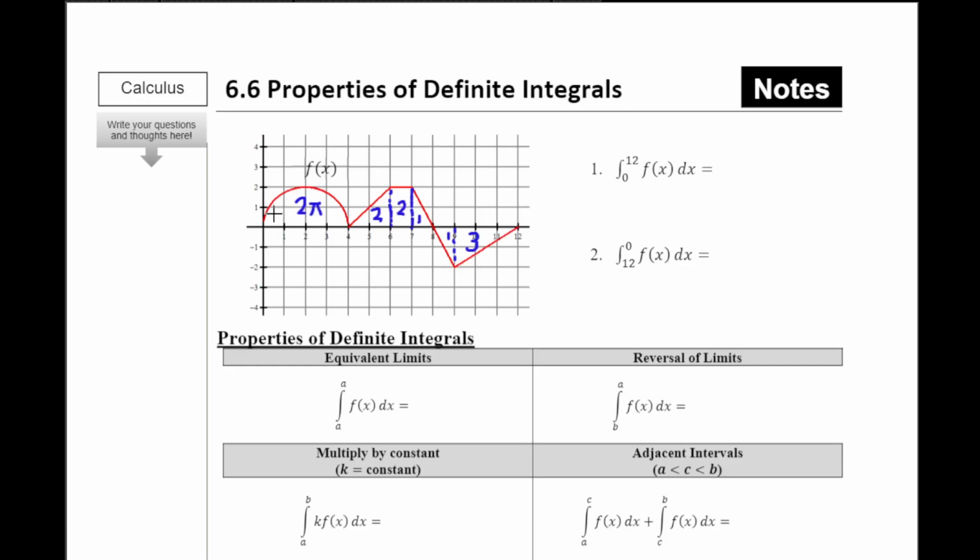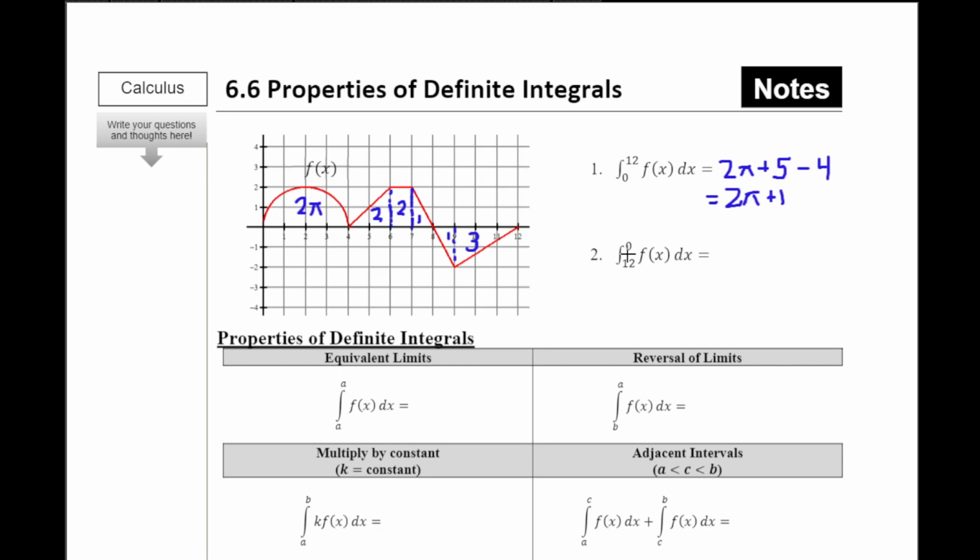So here I've already written out the areas underneath the curve. So if you want to find the integral from 0 to 12 here, all they're asking is, what's the area beneath the curve from 0 to 12? So you see we have a 2 pi up here, 2 pi plus 2 plus 2 plus 1, which is a 5, and then you subtract the area on the bottom here, which totals out to be 4. And that just gives you 2 pi plus 1.